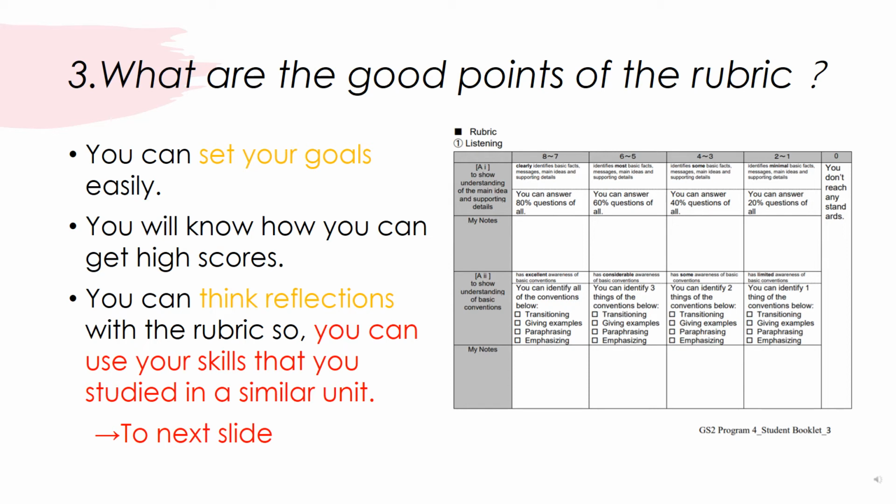Last, what are the good points of the rubric? Number 1, you can set your goals easily because each criterion has a rubric, so you can decide how many points you will get. Number 2, you will know how you can get high scores. The rubric has detailed explanations. Number 3, you can think about reflections with the rubric. That's why you can use your new skills that you studied in a similar unit too.